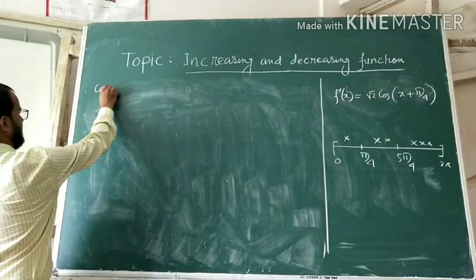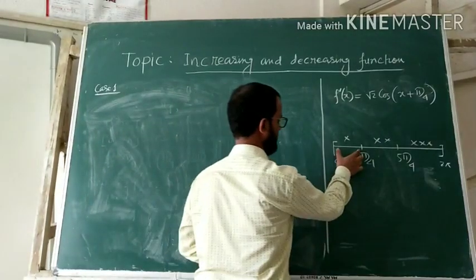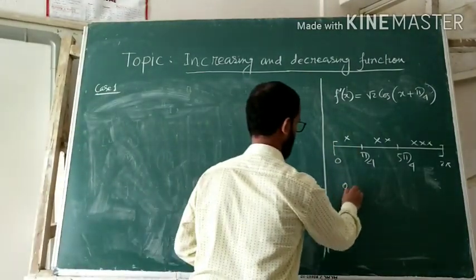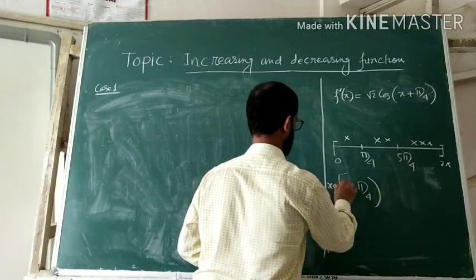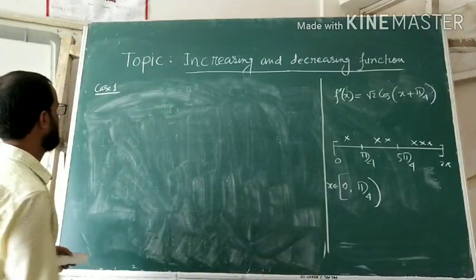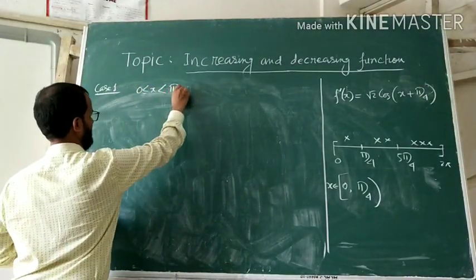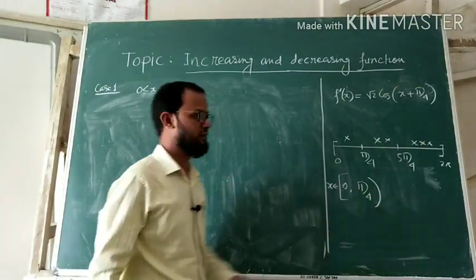Case 1. In case 1 we are considering all the values of x within the interval 0 to pi by 4. So x belongs to this interval, that is 0 less than or equal to x less than pi by 4. This side is closed, that side is open.